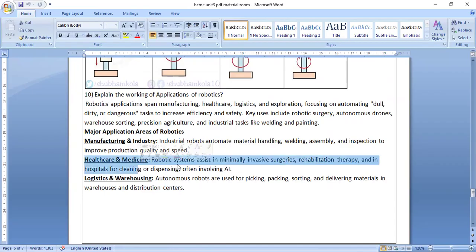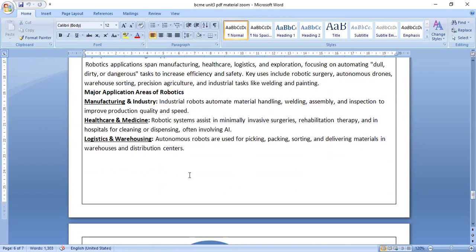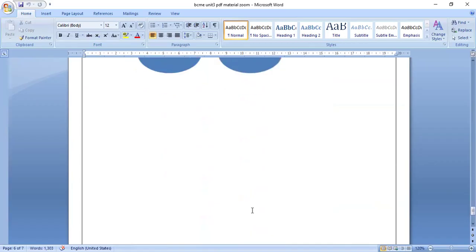Health and medicine is there. Robotic systems assist in minimally invasive surgeries. So some surgeries can be done by this. Logistics and warehouses: autonomous robots are used for picking, packing, and sorting on a large scale. So this is the one.